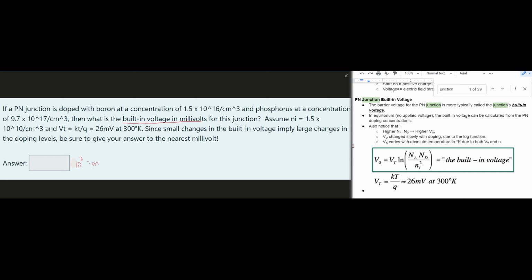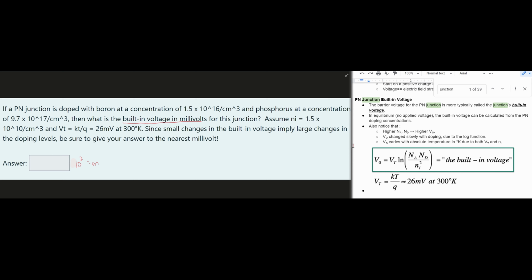The barrier voltage for the PN junction is more typically called the junction's built-in voltage. So in equilibrium, with no applied voltage, the built-in voltage can be calculated from the PN doping concentrations. Also note that a higher Na or a higher Nd is going to equal a higher V0 because they are proportional to each other. V0 is equal to, then we have these on top. V0 changes slowly with doping due to the log function, or ln here.